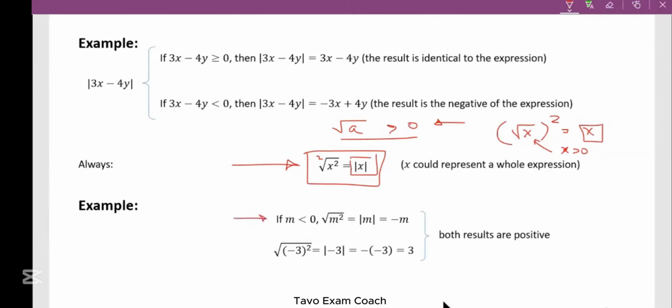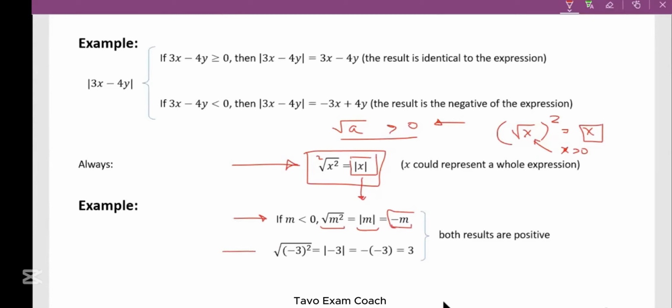Example, if you know that variable m represents a negative value, then the square root of m squared would be the absolute value of m following this identity. And because the absolute value of a negative number is defined as the additive inverse of the number, then this is the result of the expression. Minus m is the result of the square root of m squared.